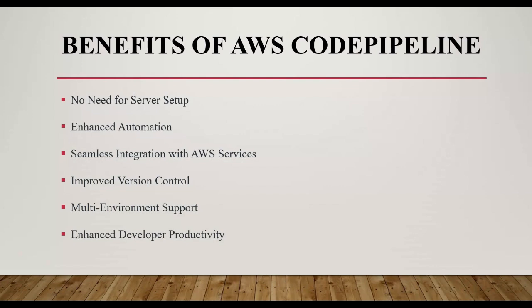The next is enhanced automation. From build to deploy, CodePipeline automates every stage of the CI/CD process, allowing teams to avoid repetitive manual tasks and streamline the release cycle. The next is seamless integration with AWS services. CodePipeline integrates smoothly with AWS services like CodeBuild and CodeDeploy, making it easier to manage resources and maintain security within a single platform.